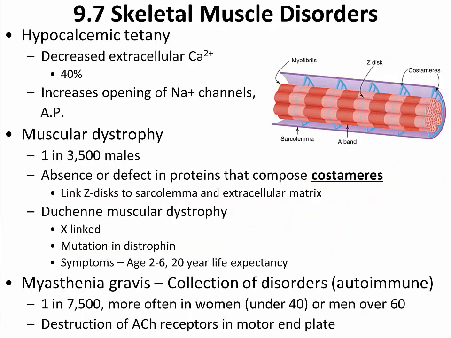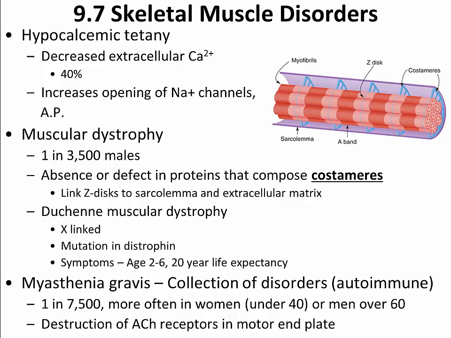In section 9.7, we talk briefly about a couple different skeletal muscle disorders, and this will actually bring our discussion of skeletal muscle to a close. The first disorder we talk about is hypocalcemic tetany. Hypocalcemic tetany, interestingly, is a result of low calcium levels that are found outside the sarcolemma.